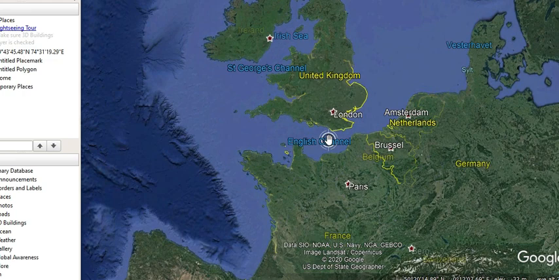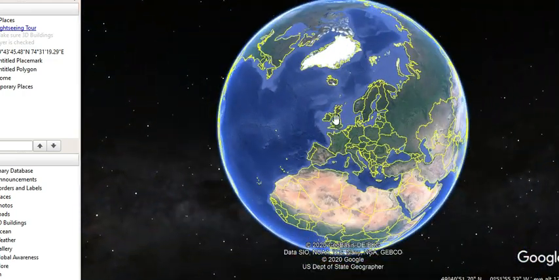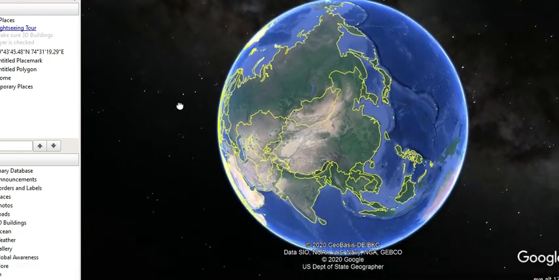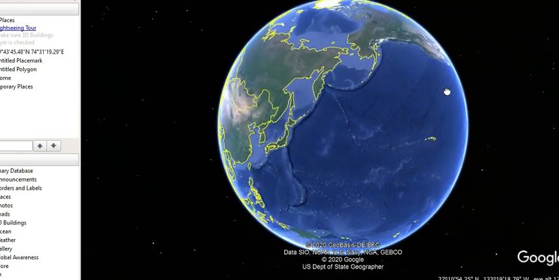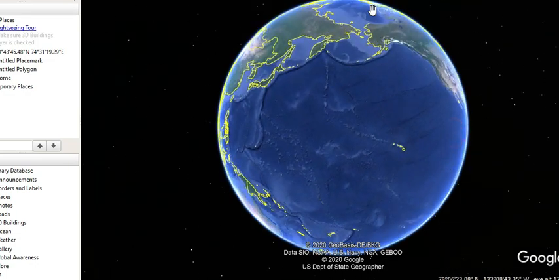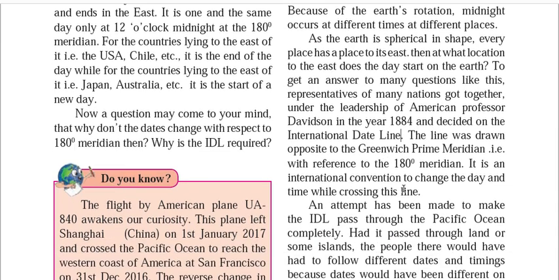Exactly opposite to this prime meridian, if you complete the circle like this, there is the 180-degree east longitude over here. See, the 180-degree eastern longitude passes from the North Pole to the South Pole like this, as my cursor is moving over this globe, right? So this is considered the 180-degree line or longitude. It is the international dateline designated by all these team members, to change the day and time while crossing the line.